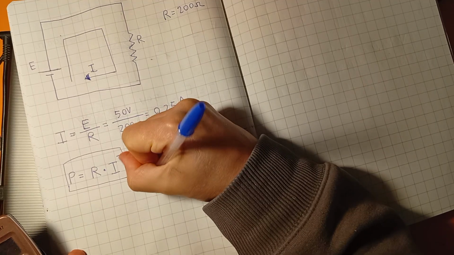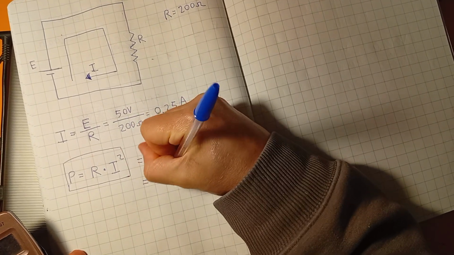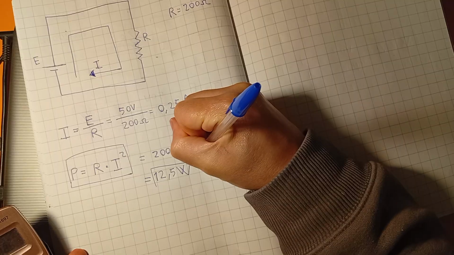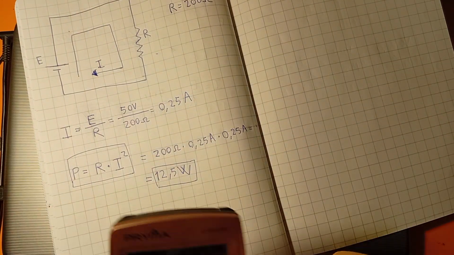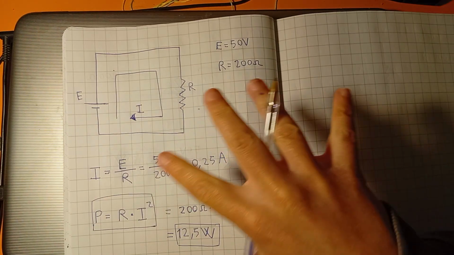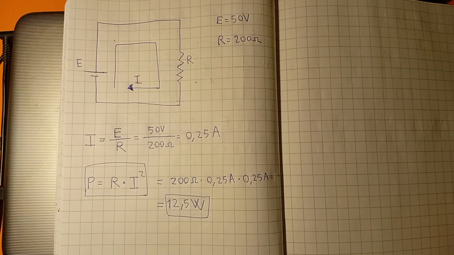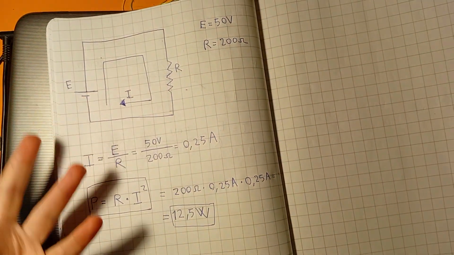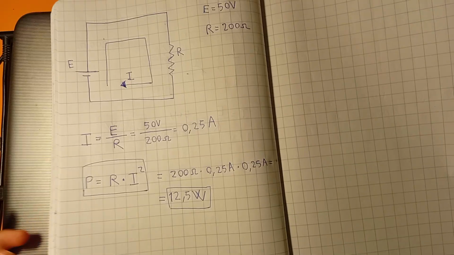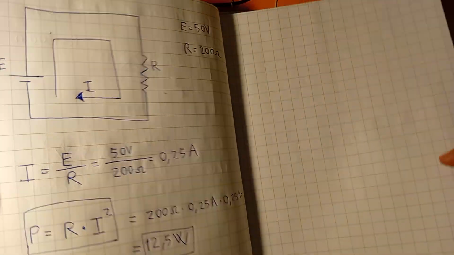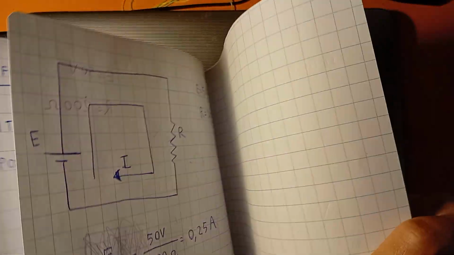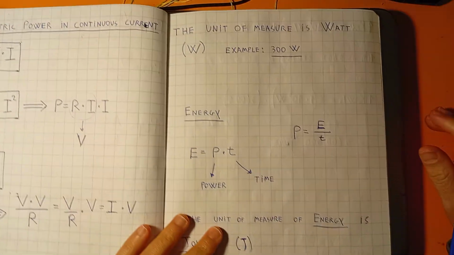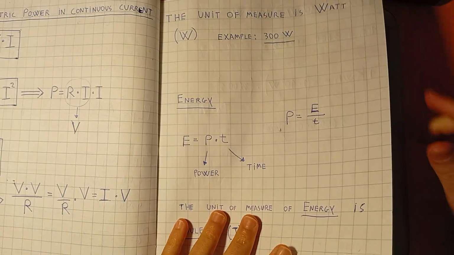Okay, the value of power in this case is 12.5 watt. This is the value of power in this particular case, in this very simple case. This was just a very simple example just to understand how we can calculate power. Now, before doing another example, I want to explain these other formulas.